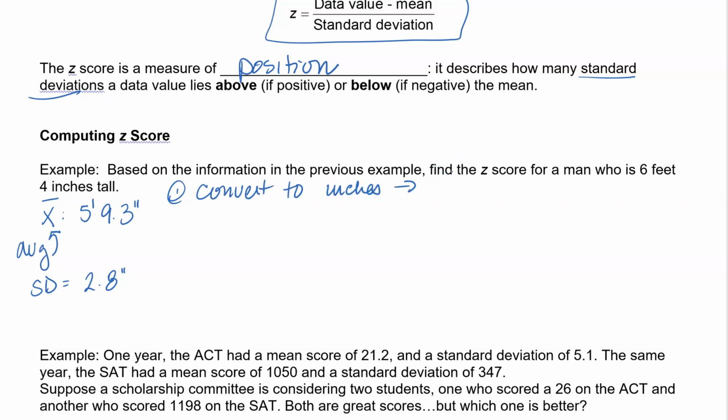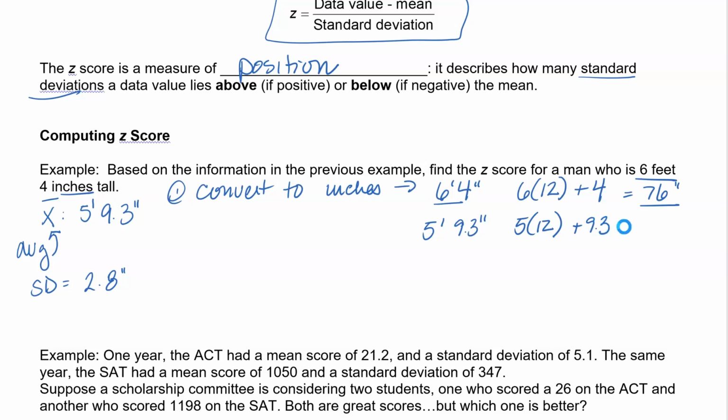So 6'4" is the number that I was being asked about. There are 12 inches in a foot, so 6 times 12 plus an additional 4 inches gives me 76 inches. So somebody who's 6'4" is 76 inches tall. And then I'm going to convert the average male height, 5 feet 9.3 inches: 5 times 12 plus 9.3 inches is 69.3 inches. So that's the average male height, and this is the data value from our example.